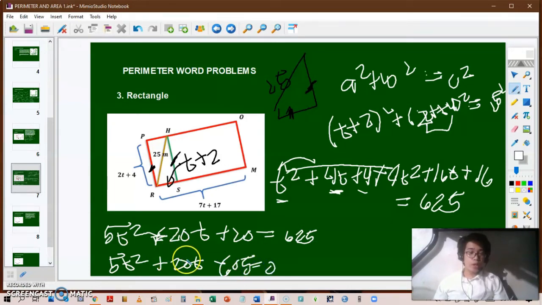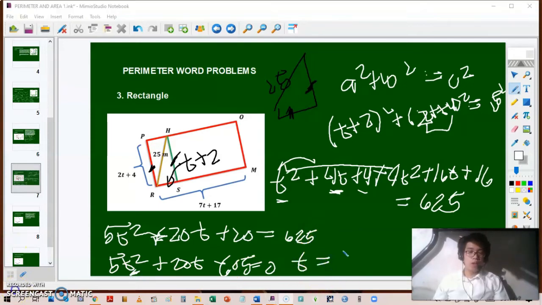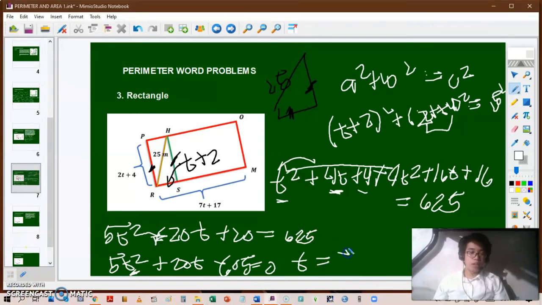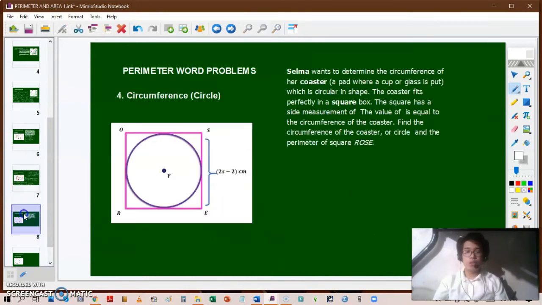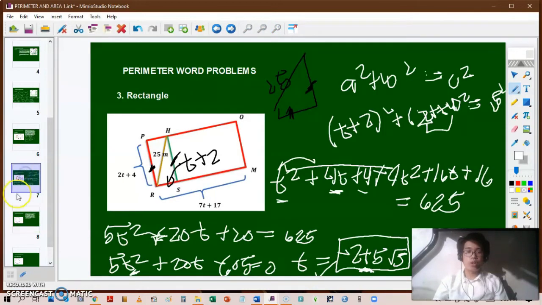And if you use the quadratic formula, you're going to find the value of t. The value of t is going to be negative 2 plus or minus 5 square root of 5. And since the value of t must be positive, we're going to discard the negative sign here. So the value of our t is going to be negative 2 plus 5 square root of 5. So now that we solved for t, we can now substitute that into our problem.